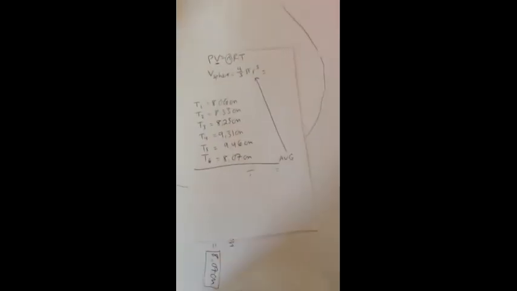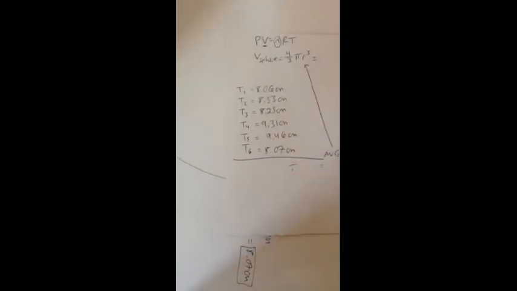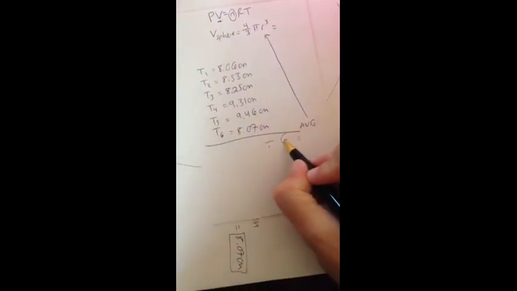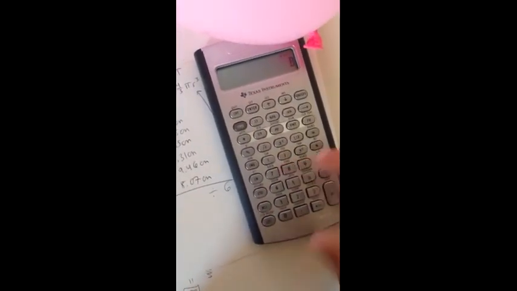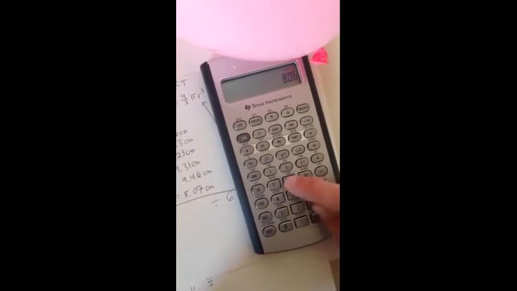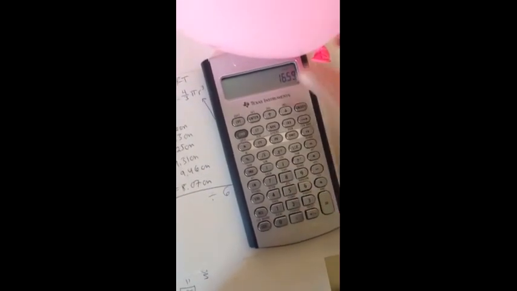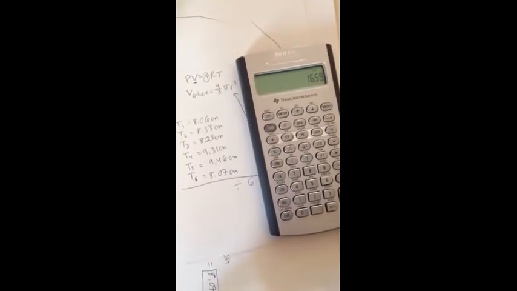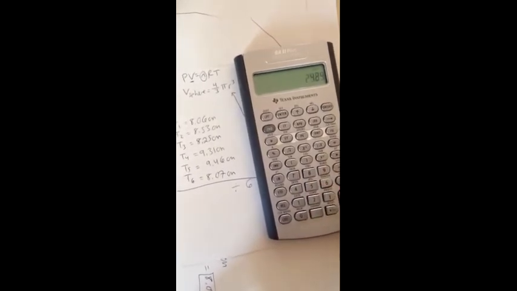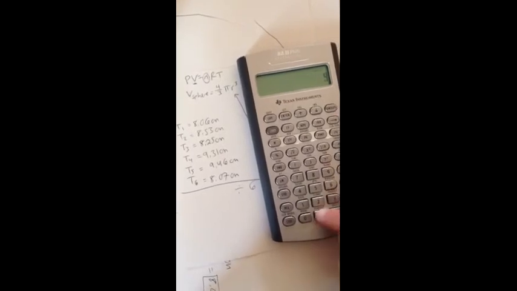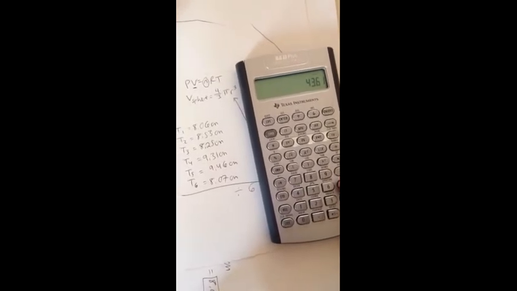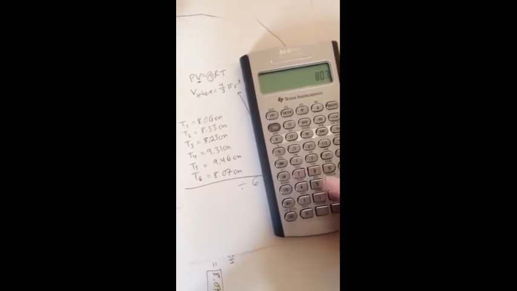Now if you remember, which definitely it should be second nature to you now, how to find an average, we're just adding up all 6 of our measurements and then dividing by the number of measurements we took, which was 6. So first let's add up all of our measurements. Okay, we have 8.06 plus 8.53. I like to hit the equals sign frequently so that I'm sure I'm on the right track and nothing went wrong with me typing into the calculator. Plus 8.25 plus 9.31 plus 9.46, making sense so far, plus 8.07.